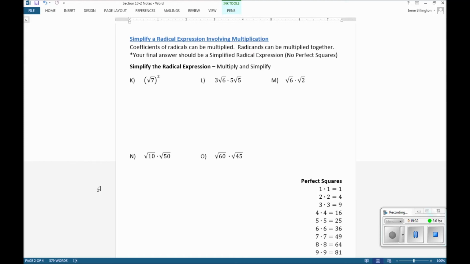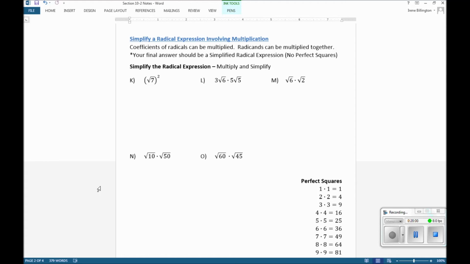So, to multiply expressions that involve radicals, here's what our rule says. Coefficients of radicals, that's the numbers in front, can be multiplied. Radicands, that's the numbers underneath, can be multiplied. Okay? So you're going to be given expressions that have coefficients and radicands, and we're going to multiply them together. We're going to multiply the coefficients and multiply the radicands so that we have a single expression with a single radicand, okay, and a single radical.